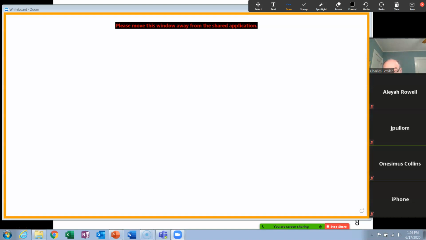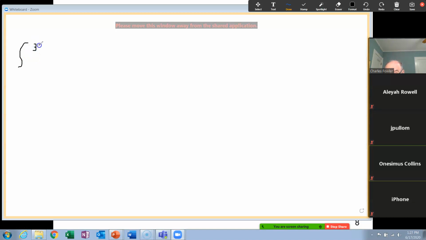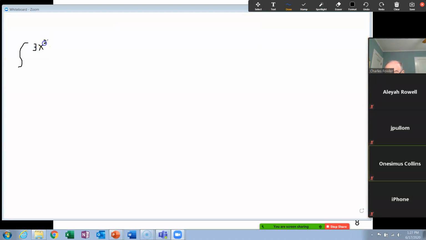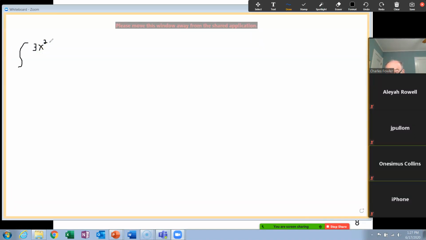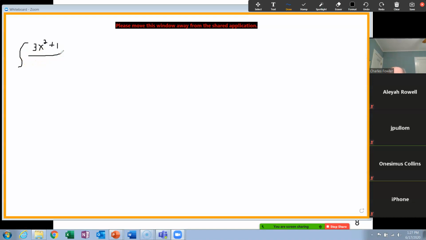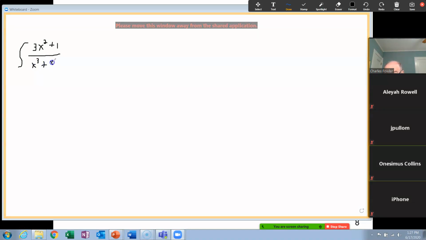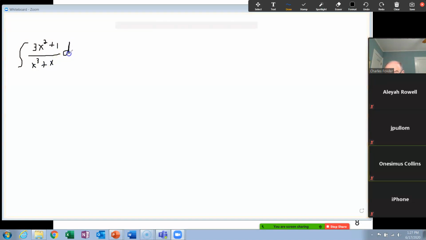Example 4 has 4 parts to it, okay? So let's do the A part for example 4. We may be here for a while. The antiderivative of, or integral of, 3x squared plus 1 divided by x cubed plus x, and I'm pretty sure that's followed by dx.